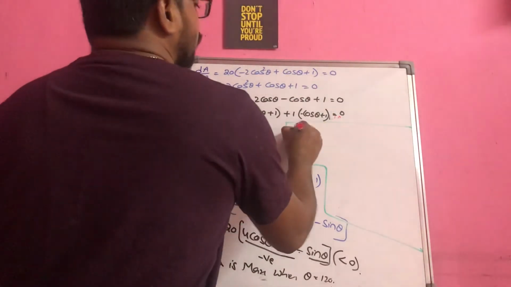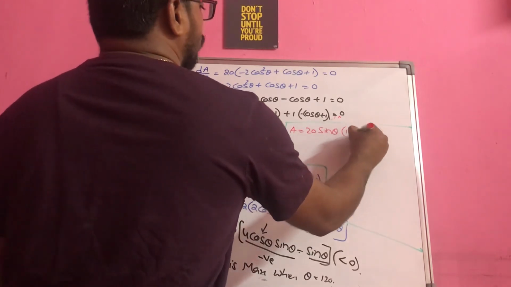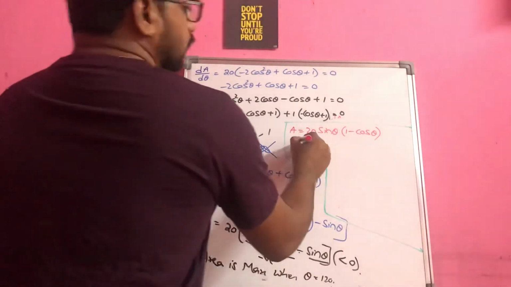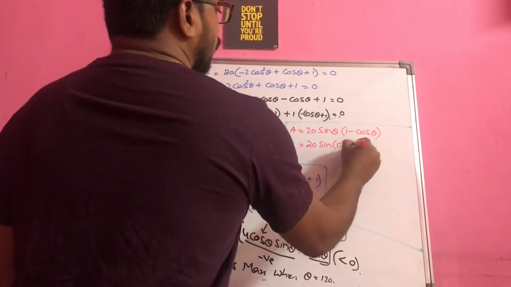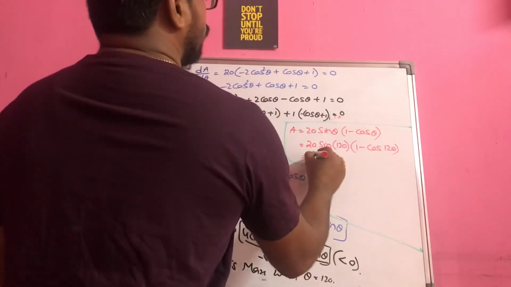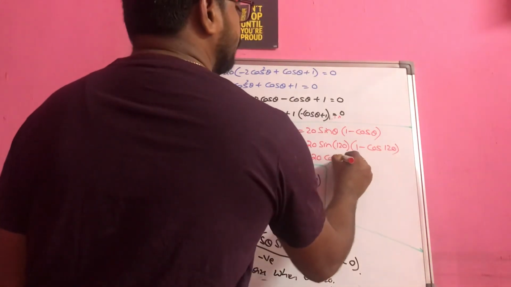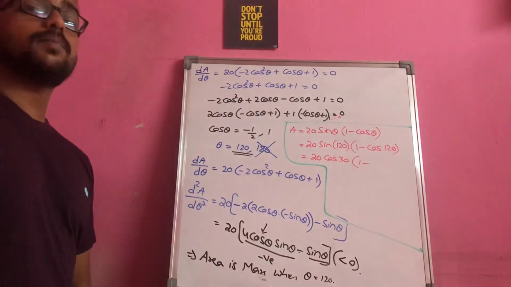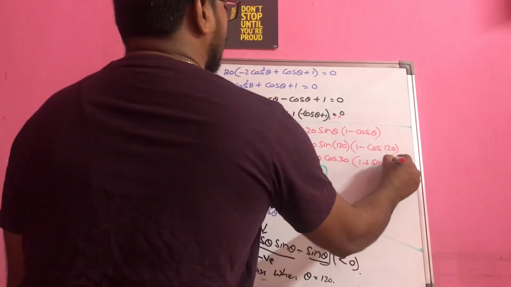In the starting we wrote A is equal to 20 into sin theta into 1 minus cos theta. Let us substitute theta with 120. So 20 sin 120 into 1 minus cos 120. Sin 120 means sin of 90 plus 30, you will get cos 30. And 1 minus cos 120 means minus of minus sin 30, so minus of minus will become plus sin 30.